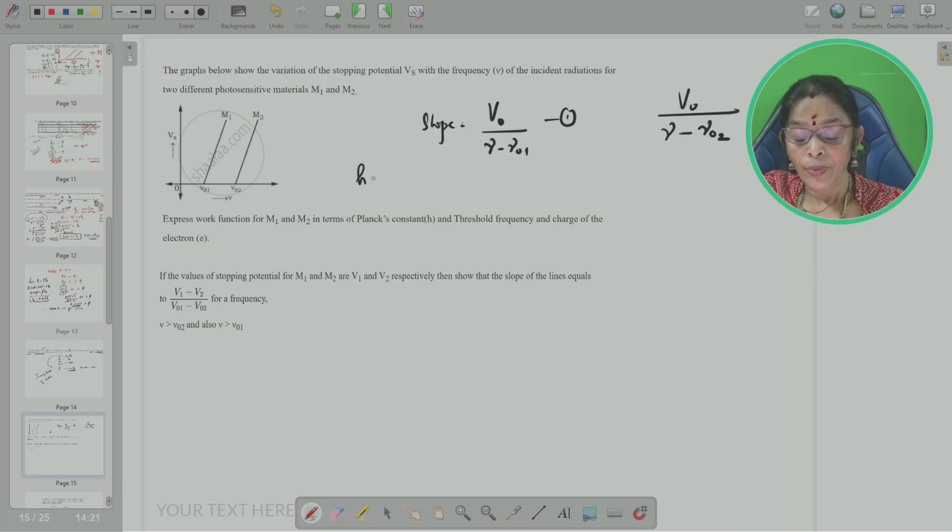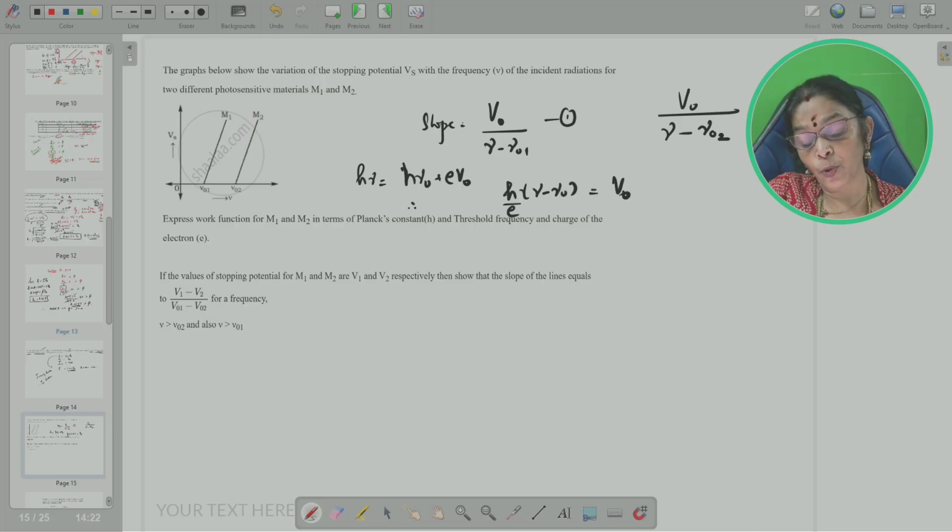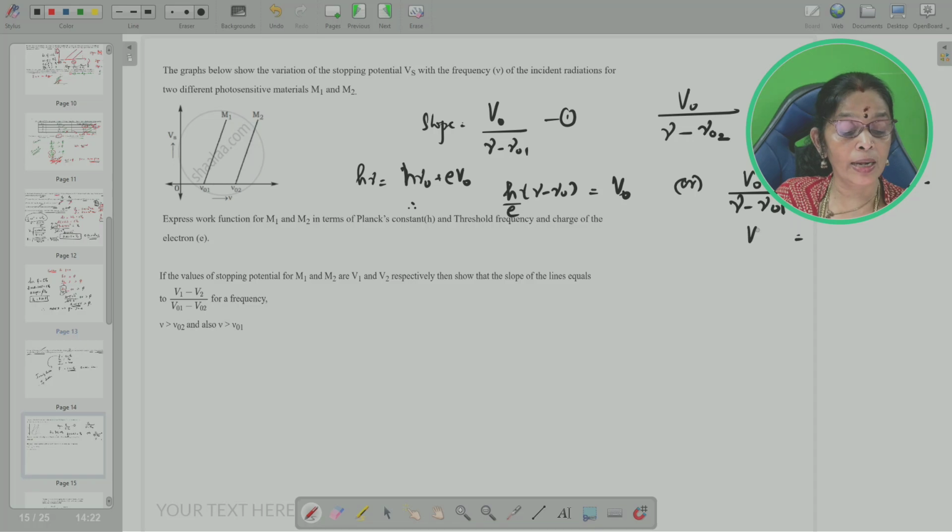So we know that h nu is equal to h nu naught plus eV naught. Therefore I can write h into nu minus nu naught, divided by e, is equal to V naught. So you can write V naught by nu minus nu naught is equal to h by e, which is nothing but the slope. So we found out the slope V naught by nu minus nu naught 1. Similarly here also you can write V naught by nu minus nu naught 2. That's equal to h by e, which is equal to the slope.